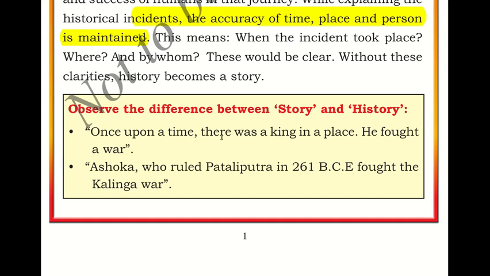Once upon a time, there was a king in a place. He fought a war. So these are the kinds of stories that we have grown up listening to. The difference between them and history is, observe the next sentence: Ashoka, who ruled Pataliputra in 261 BCE, fought the Kalinga War. So observe that the second sentence has so many more details than the first one. We know which ruler we are talking about. We know where the ruler had his kingdom. We also know the timing. And we also know the details of the war. That is, we know that it was the Kalinga War. So this becomes history, whereas the first one can be regarded as a story.